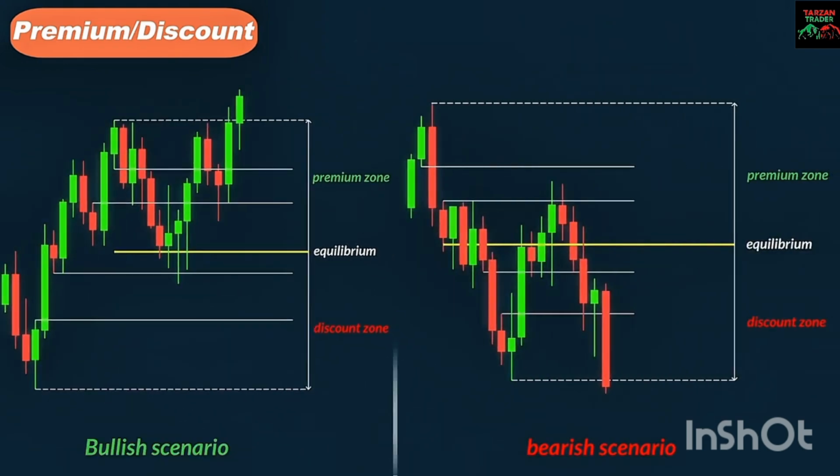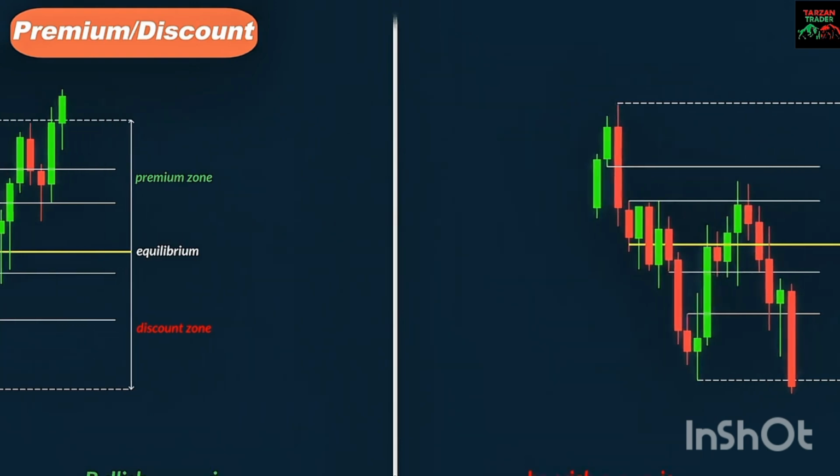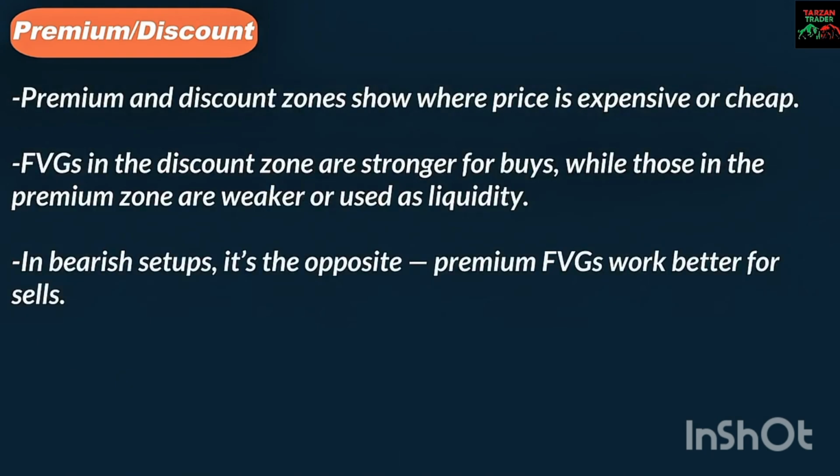The opposite applies in a bearish scenario. Fair value gaps forming in premium zones are usually stronger for shorts, while those in discount zones tend to get invalidated more easily. So, the premium and discount context basically tells us which fair value gaps are worth paying attention to, and which ones are just low-quality setups.